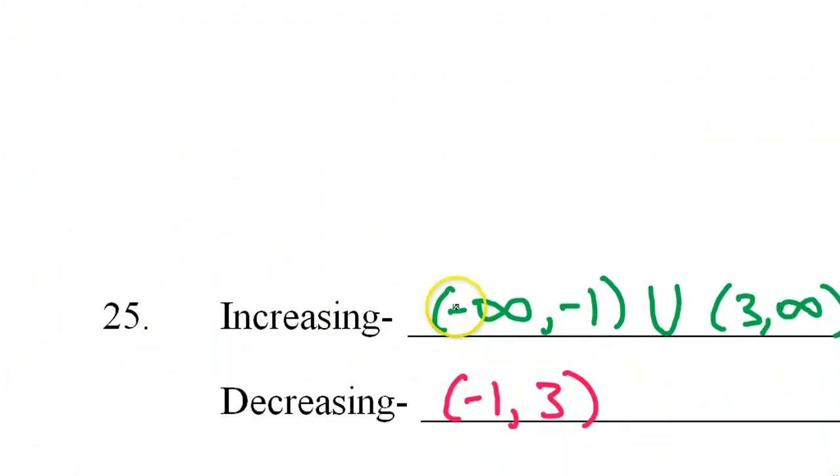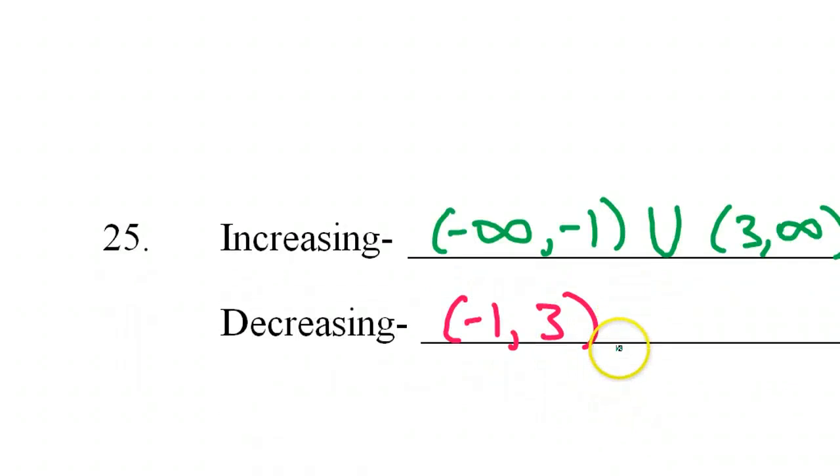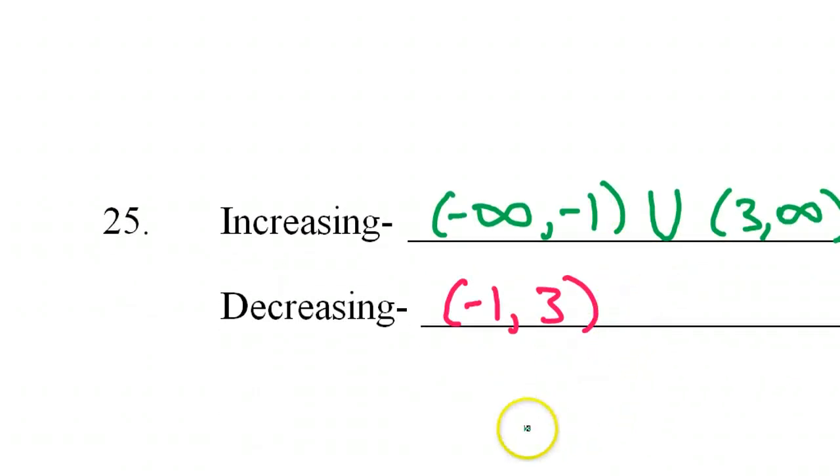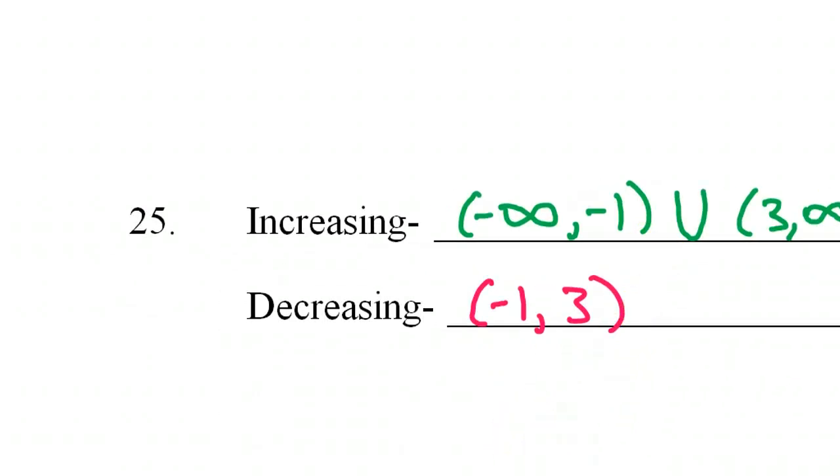The order does matter. It has to be negative infinity to -1, union 3 to infinity. You can't write these backwards. And that is it. That is the end of this lesson, people.